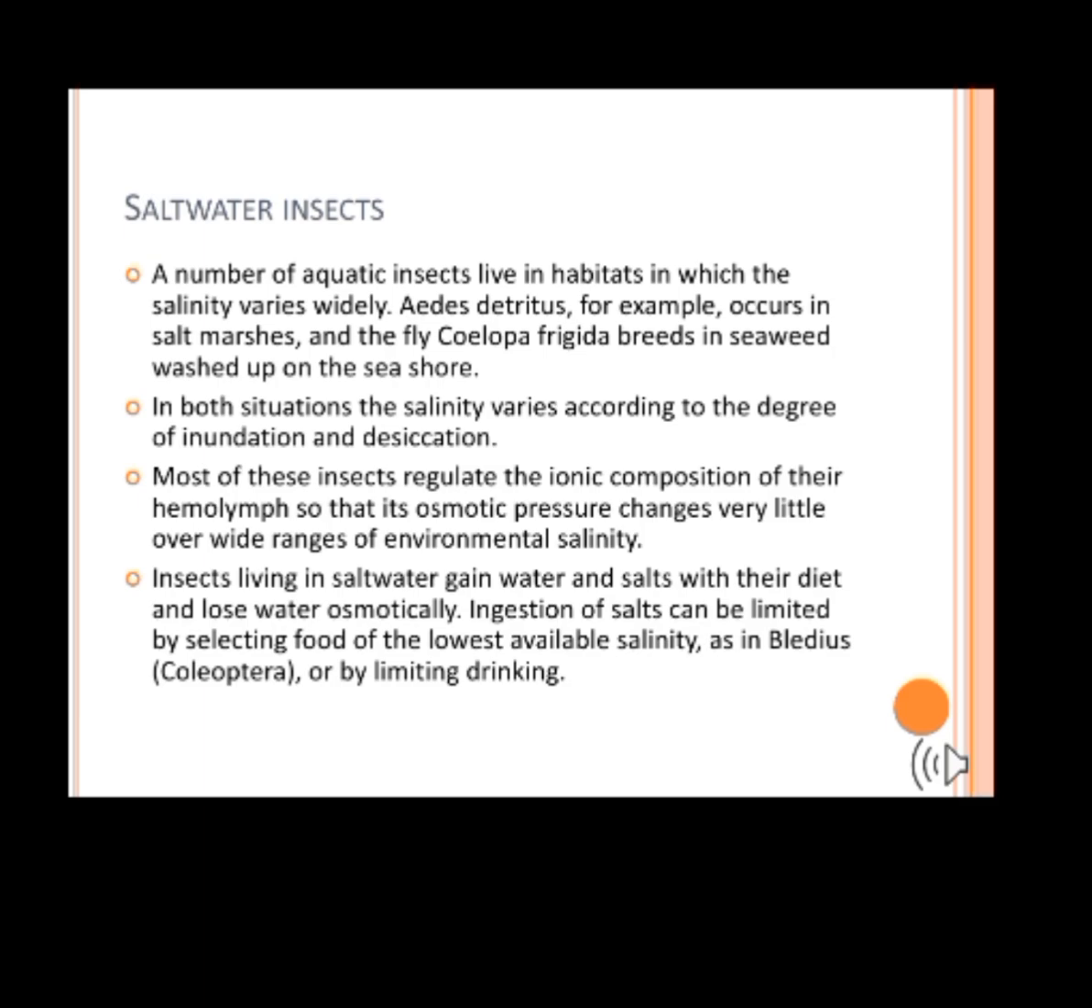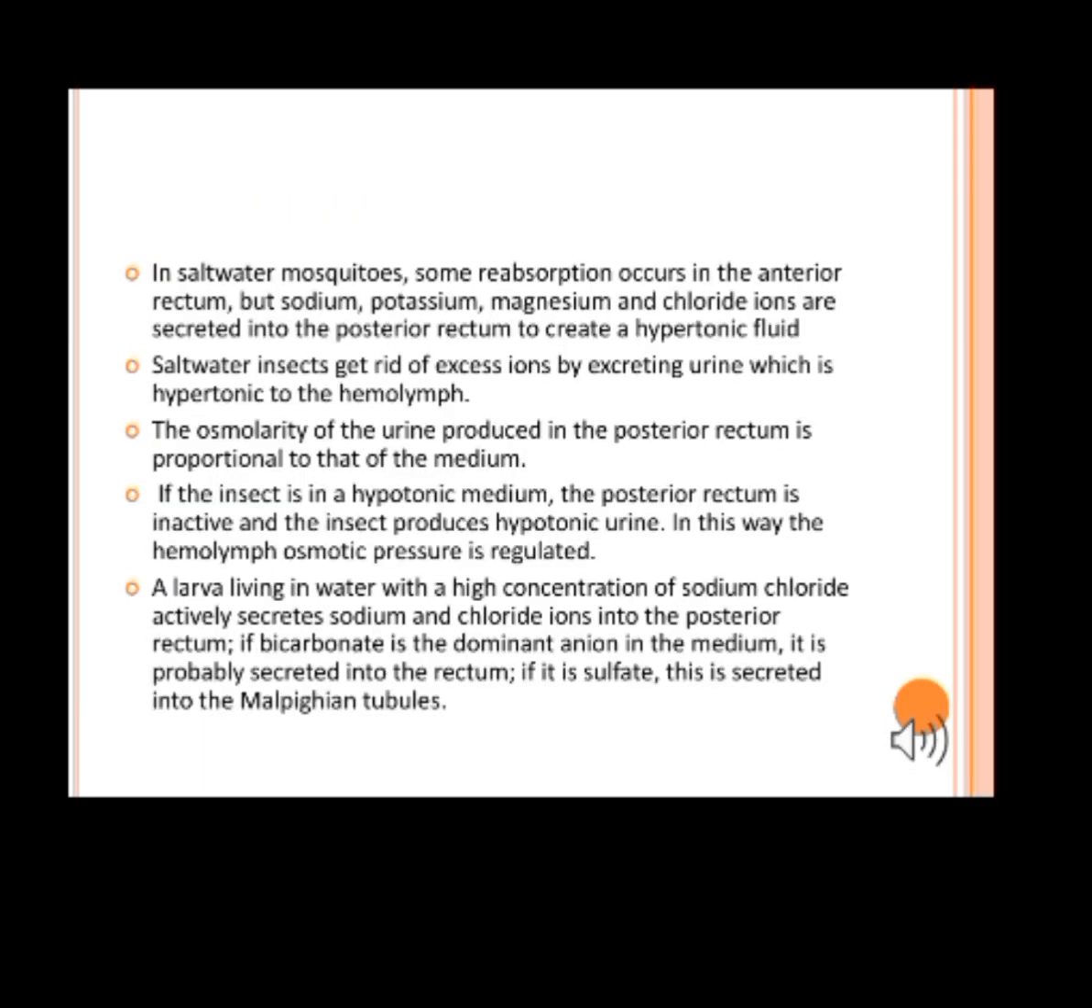Their salt ingestion can be limited by selecting food of the lowest available salinity. The reabsorption occurring in saltwater mosquitoes is in the rectum. Sodium, potassium, magnesium and chloride ions are secreted into the posterior rectum to create a hypertonic fluid condition. Saltwater insects get rid of excess ions by excreting urine which is hypertonic to the hemolymph. The osmolarity of the urine produced in the posterior rectum is proportional to that of the medium.